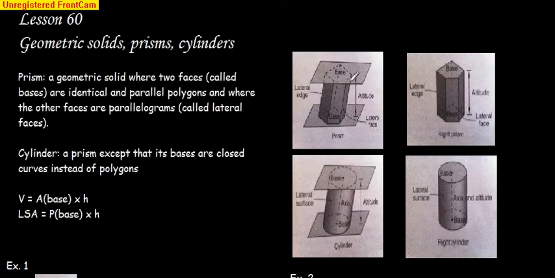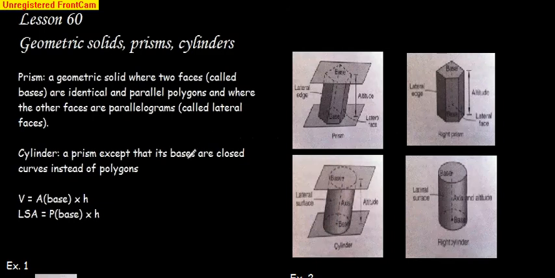The altitude, which would be the height, is not this line that slants down, but it would be from one base to the other, and that forms a perpendicular with the other base. These are called lateral edges right here, and these are the lateral sides. That is a regular prism. This one right here is a right prism. The altitude is actually the side because it is perpendicular to the base. And same thing, lateral edge, lateral face, right prism.